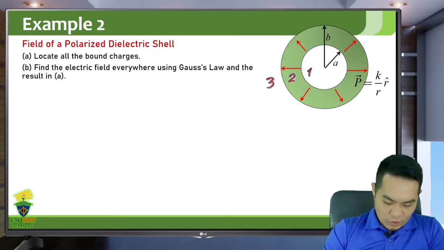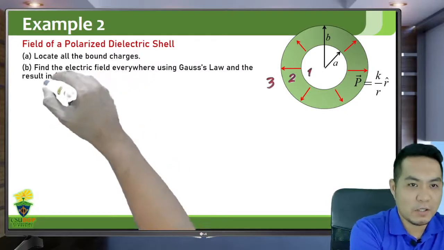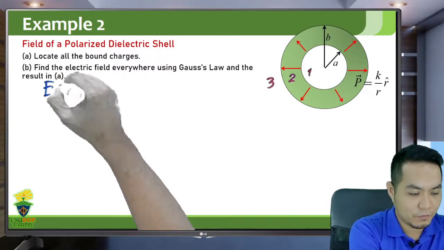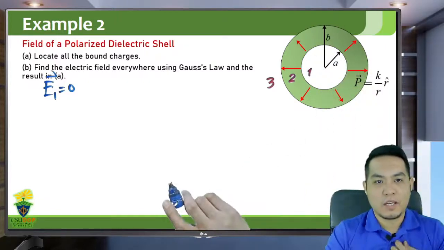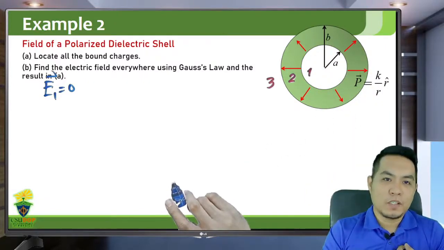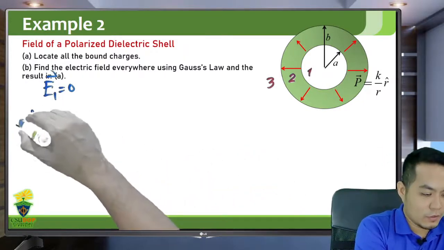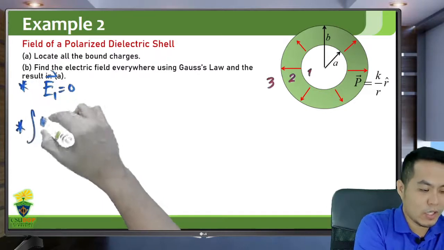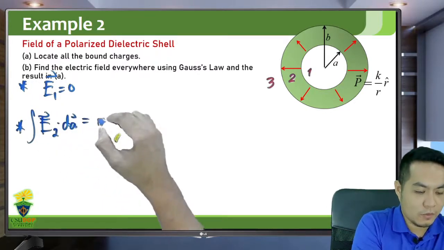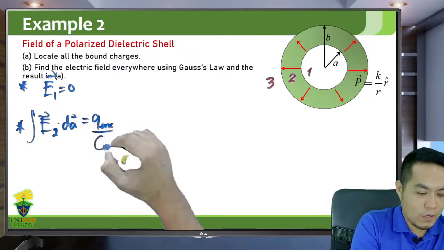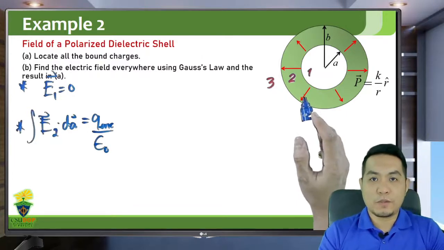Okay. Obviously, in region 1, the electric field in region 1 is 0 because there is no charge enclosed here. Now, for region 2, we again use Gauss law. So, we use the original Gauss law. The E2 dot dA is equal to Q enclosed over epsilon naught. So, what is the charge enclosed in region 2?